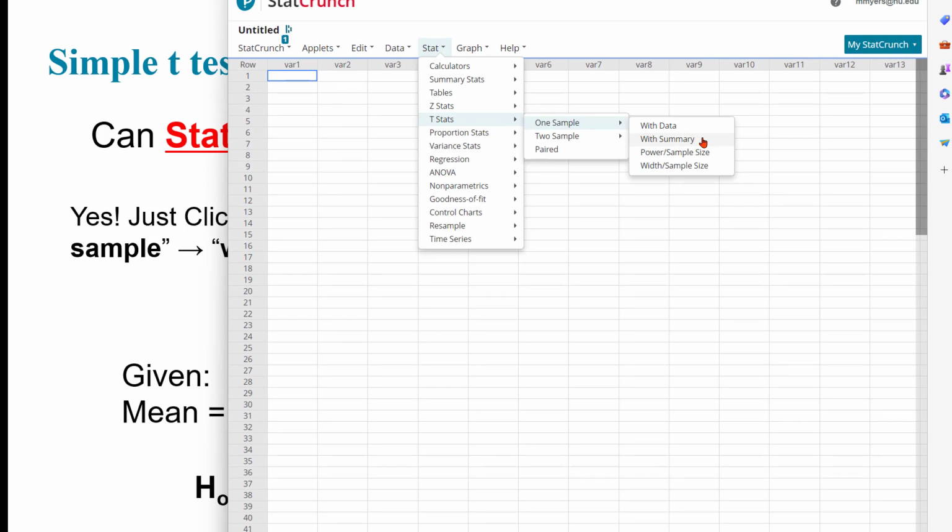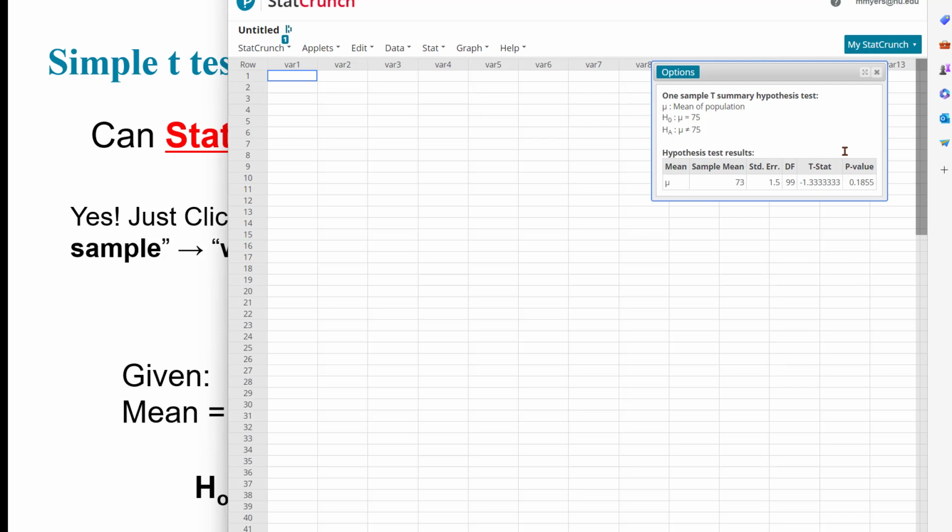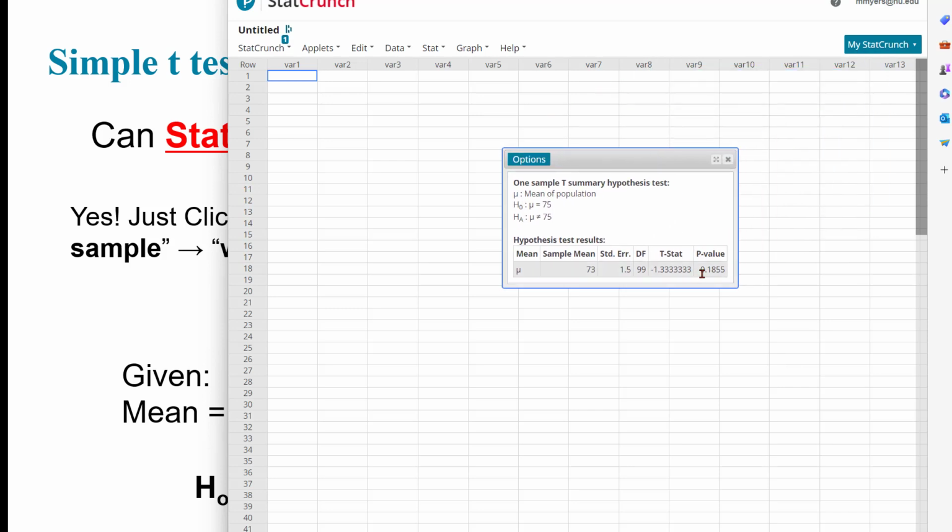Be sure to put in the population mean that you are comparing the sample mean to, 75 in this case, as the default is 0. Click Compute and StatCrunch will calculate the test statistic, give you the hypotheses it tested, and a p-value. The p-value is above 0.05 here, further confirming our result is not significant.